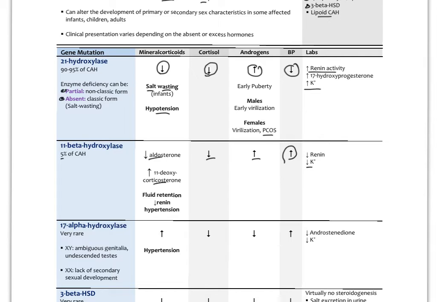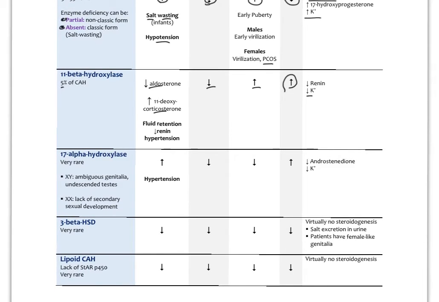Very rare would be the 17-alpha hydroxylase, and this would yield ambiguous genitalia, undescended testes, so this might result in more intersex characteristics, and that could be genetically if the baby is female, XX, this could lead to lack of secondary sexual development. So in this case, we'll have high aldosterone with hypertension, so the aldosterone pathway will function fine, low cortisol, low androgens, and therefore also estrogens, and then again elevated blood pressure, decreased androstenedione, and decreased potassium.